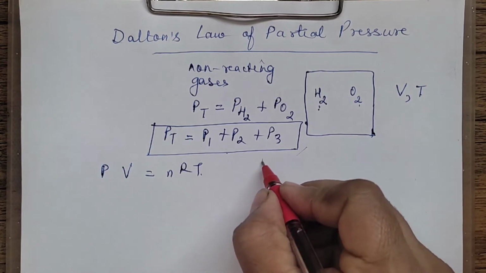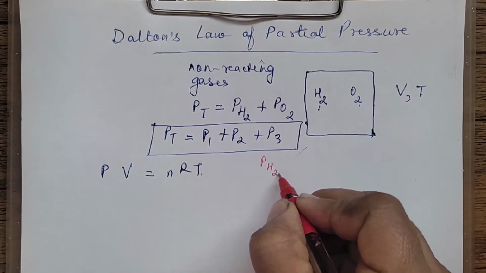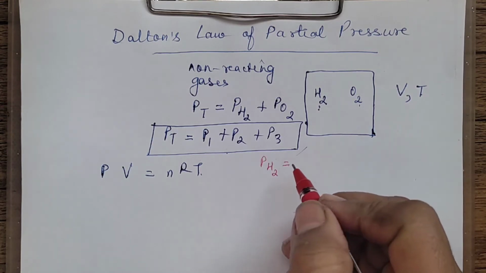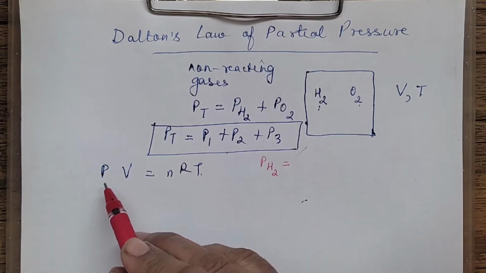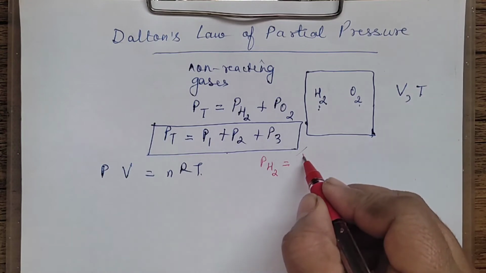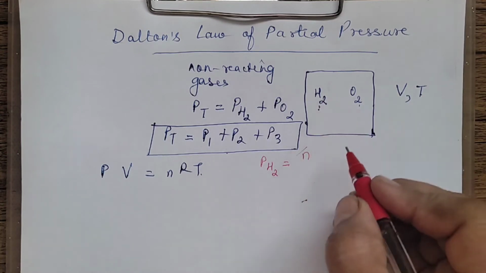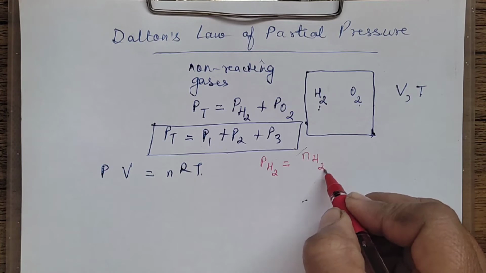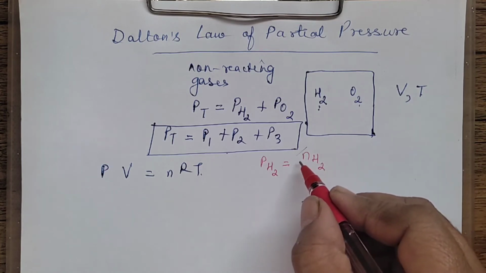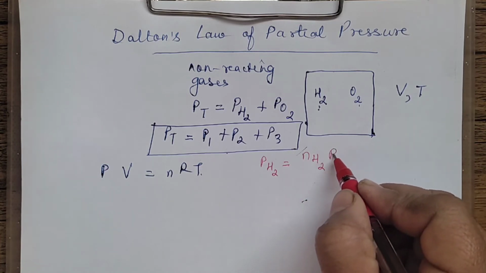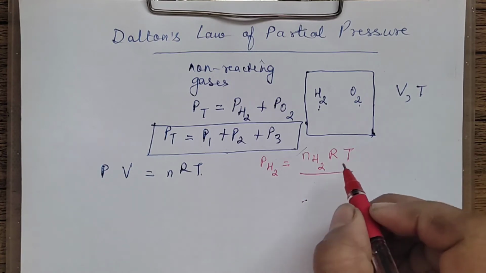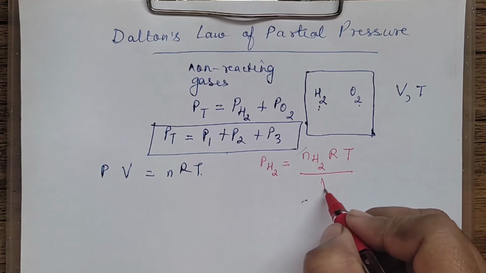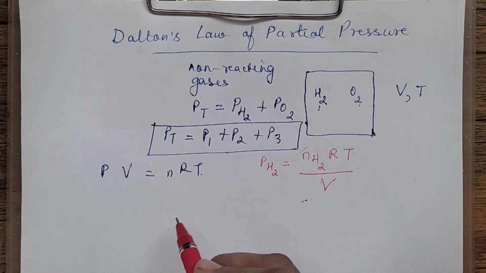Using PV equals nRT, the partial pressure of hydrogen will be equal to n, where n means the number of moles of hydrogen, because I am calculating the partial pressure of hydrogen, times R, which is constant, times temperature, which is constant, divided by the volume of the container. So P is equal to nRT by V. This is how the partial pressure can be calculated.